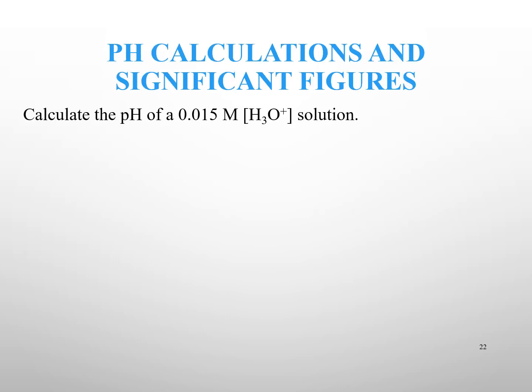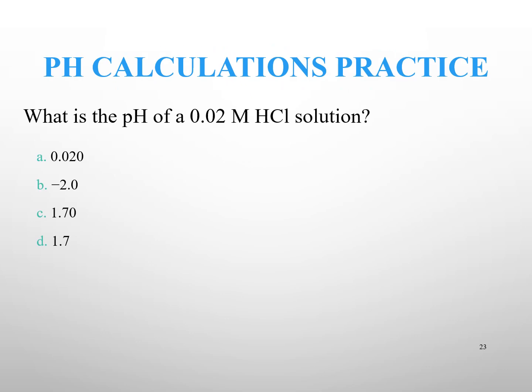So let's try some pH calculations. 0.015 molarity of hydronium ion solution. The formula of pH is minus log of hydronium ion. So minus log of 0.015 will give us the answer of pH. If you do this on your calculator, you should get 1.8.